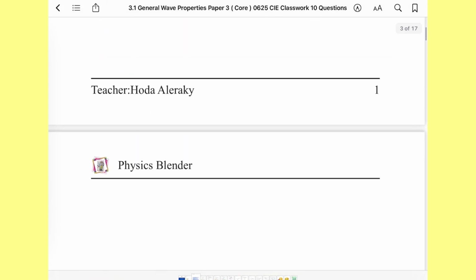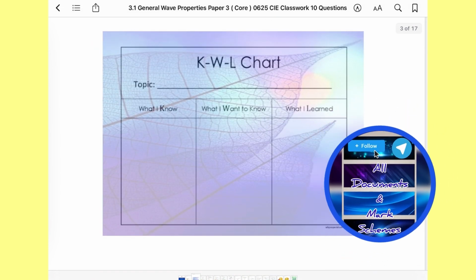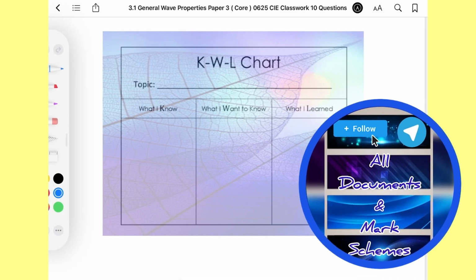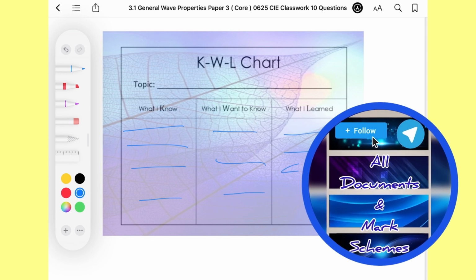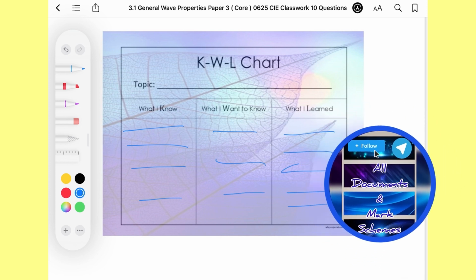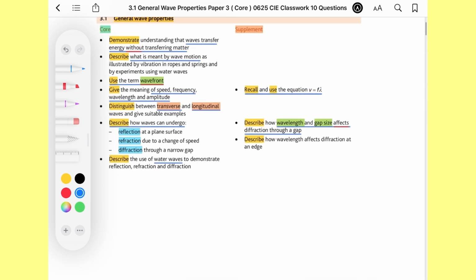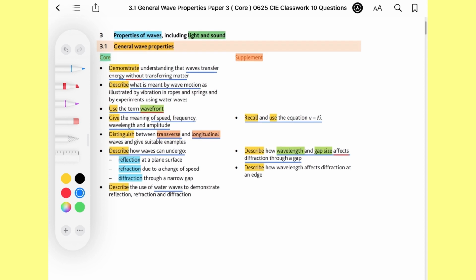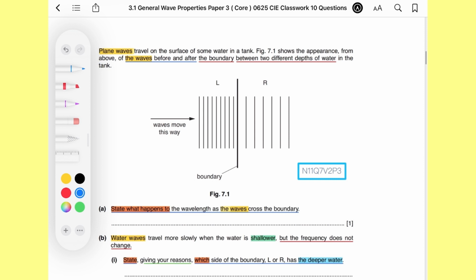Before we start, you can find the KWL chart. If you join the Telegram channel, you can write down here what you know about general wave properties, what you want to know, and at the end of the session, what you learned, and check that all the points you learned are here in the syllabus. Is it clear? Okay, let's start with question number 1.